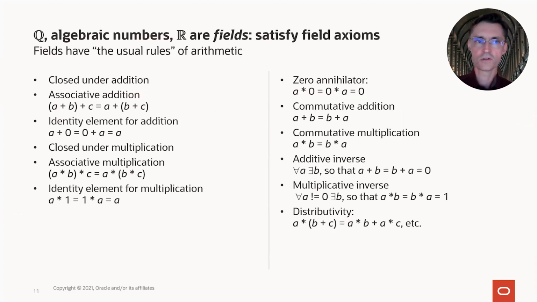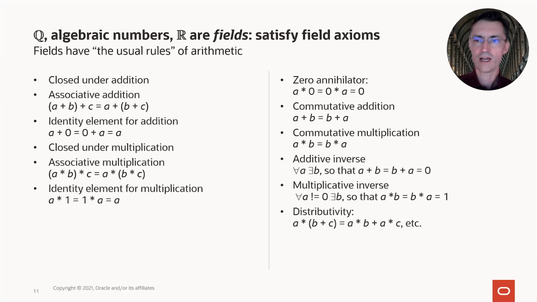Now, rational numbers, real numbers, and algebraic numbers do have something in common. They're all mathematical objects called fields. Fields are just the formal mathematical name for following the usual rules of arithmetic. For example, fields are closed under addition. If you add any two members of a field together, you get some other member of the field.